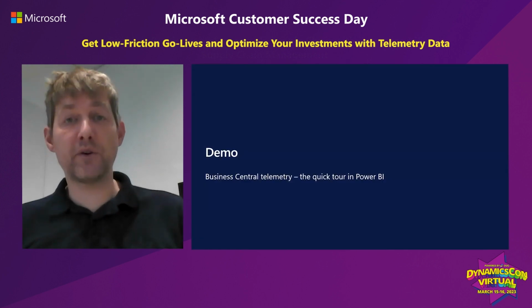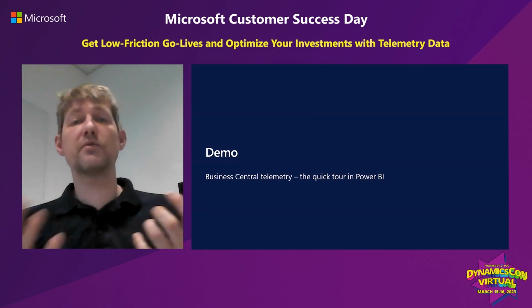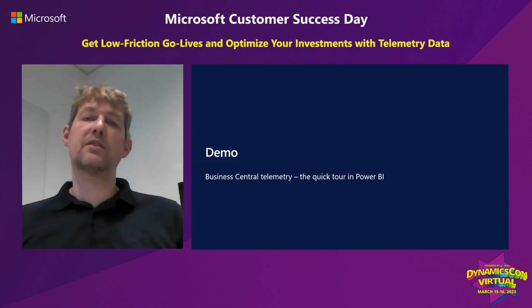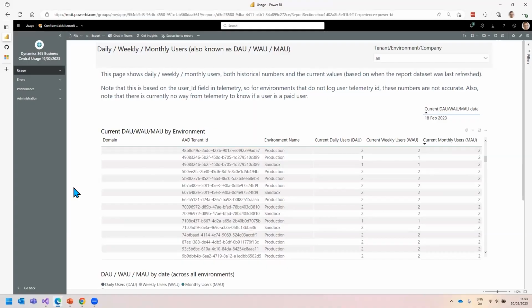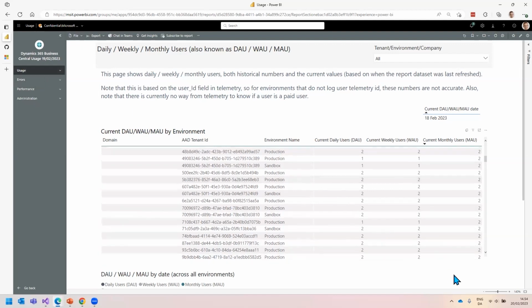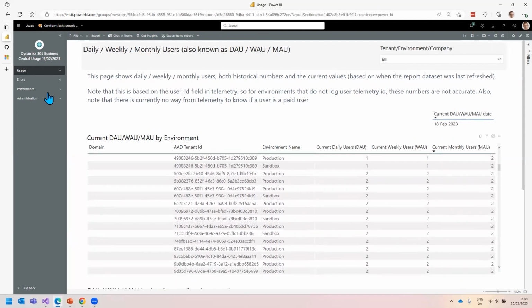So let's have the first quick tour into Power BI to visualize some of the things that you get with Business Central Telemetry. Okay, so here I am in the Business Central usage app. It's an app like in Power BI app. That just means that this is hosted. You install this from Power BI App Source, but it's just a Power BI report. Actually, it's 4 different reports. You get a usage report here. I will dive into that a bit more. You get an error report, a performance report, and an administration report that is probably mostly for administrators.